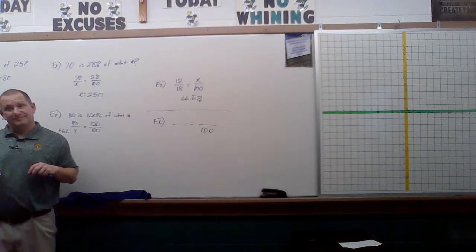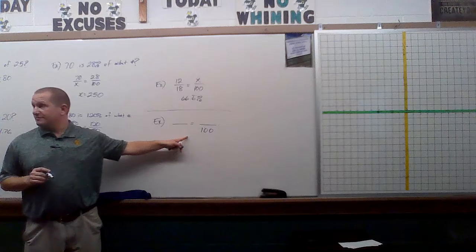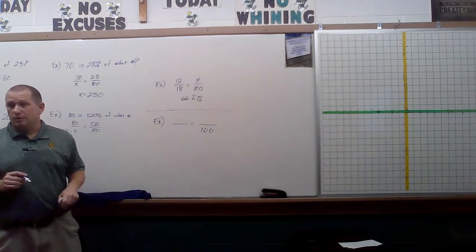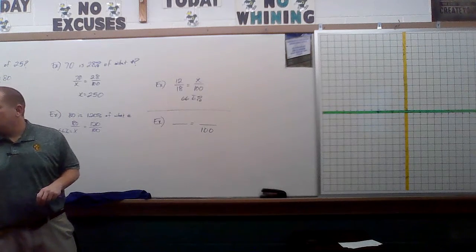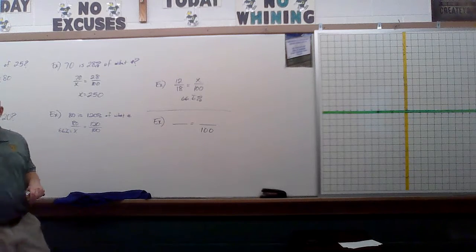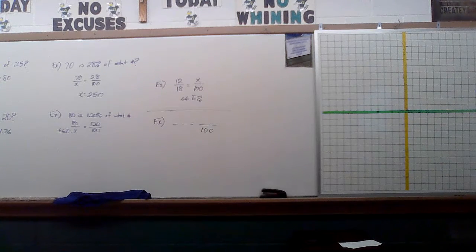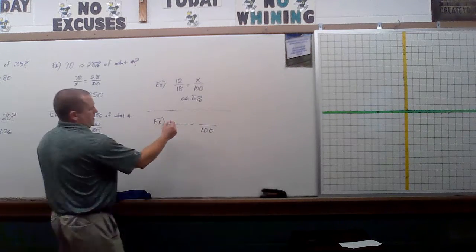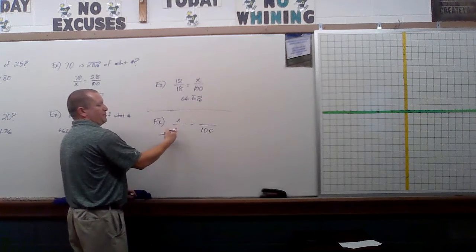Wait, which one, are we using the bottom? All right, so the bottom. What don't we know? The amount of family. We don't know the is or the part, right? Okay, so X goes here. How many families do we have?